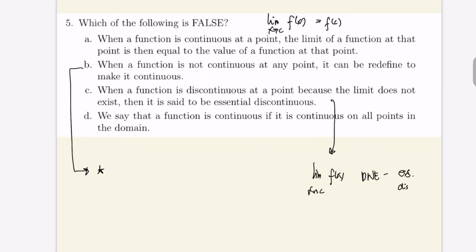So we say that a function is continuous if it is continuous on all points in the domain. So this is the definition of a function being continuous on the domain. So ibig sabihin, continuous siya on all points there. So for letter B kasi, hindi lahat ng discontinuous function ma-redefine. You can only redefine the discontinuity if the type of it is removable. Okay, so therefore the answer is B.